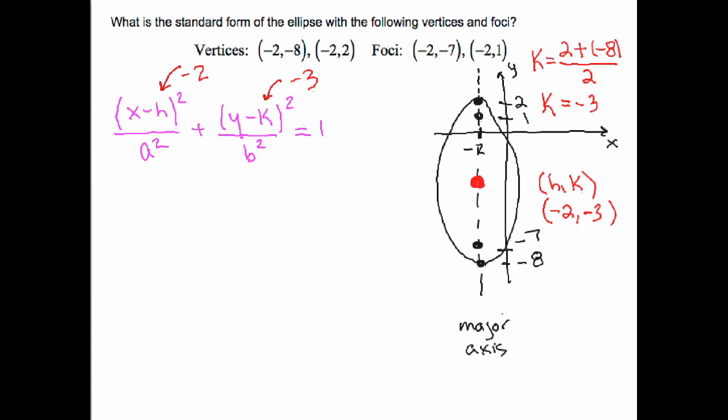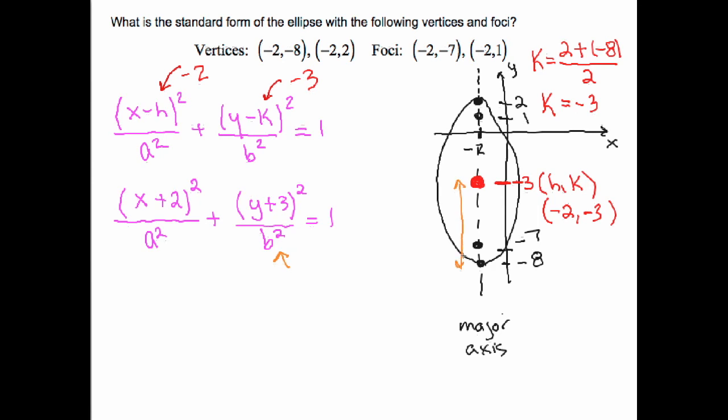Now let's write the standard form as we have it up till now. We have x minus -2, which is x plus 2 squared over a squared, plus y minus -3, or y plus 3 squared, over b squared is equal to 1. Now I have to find a and b. Remember, the center of my ellipse was at -2, -3. So I'm just going to mark that y-coordinate as -3. And I'm going to turn my attention to b. b is the distance, and it's a vertical distance, from the y-coordinate of the center to the y-coordinate of either one of the vertices. So it's the distance from -3 to -8. That distance is 5.